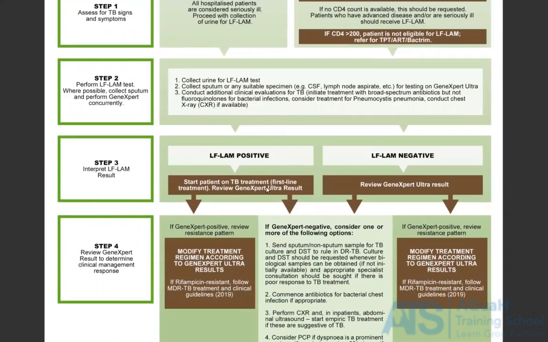be started on TB treatment, but then you need to follow through on your expert results, right? If the expert results come back and say positive, that patient probably has TB, but you have an interest to say, is this a sensitive TB or a resistant bug, right? If it's resistant to rifampicin, you then need to make adjustments to the TB treatment.